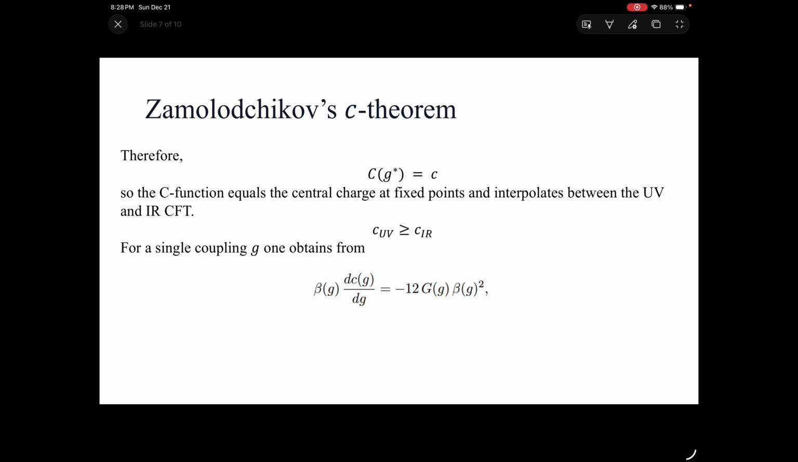From the previous discussion, we know the central charge at the UV fixed point is larger than the one at the IR fixed point. If the system has only one coupling constant, then the c function will follow this equation.